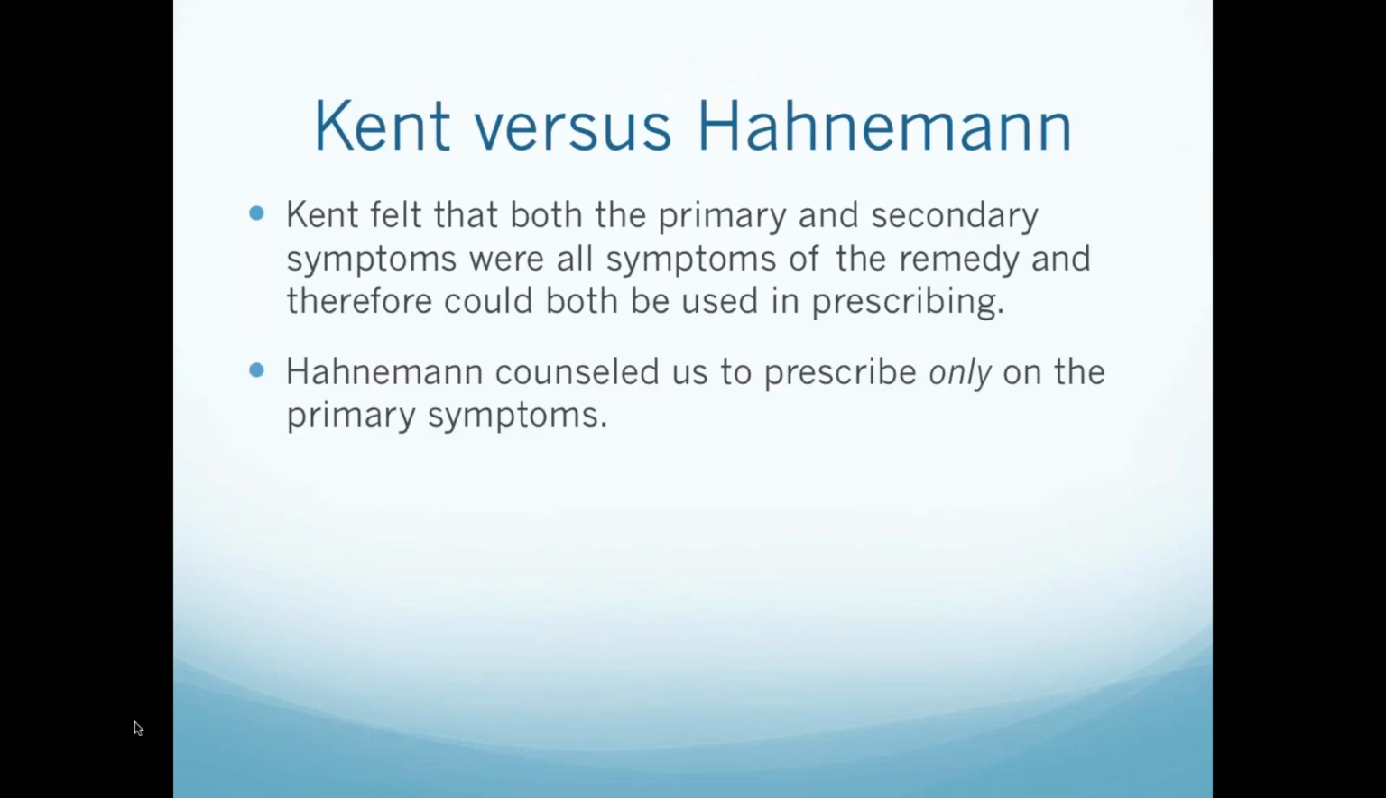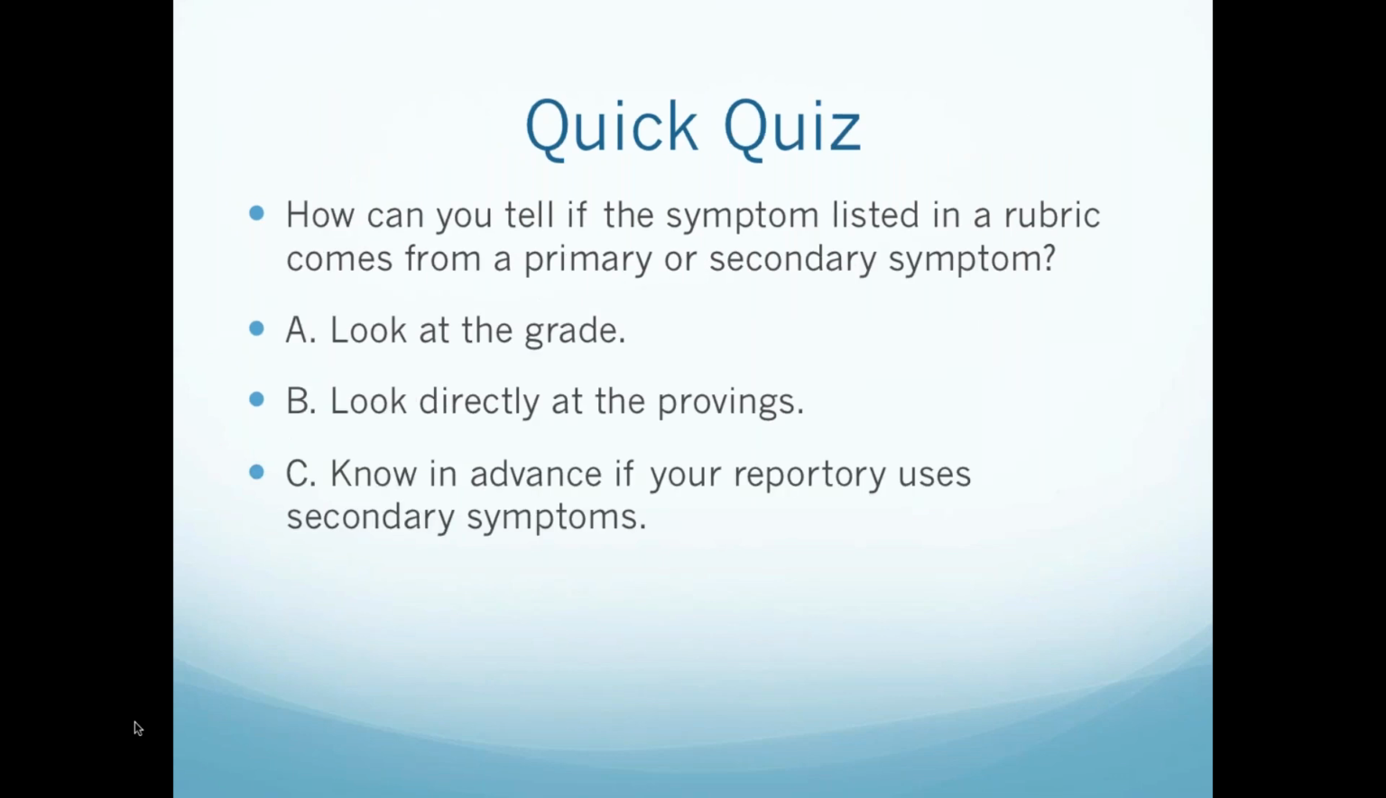Okay, let's keep going. So Kent versus Hahnemann. Kent felt that both the primary and secondary symptoms were all symptoms of the remedy and therefore could both be used in prescribing. Hahnemann counseled us to prescribe only on the primary symptoms. So, how can you tell if the symptom listed in a rubric comes from a primary or secondary symptom? Do you look at the grade? So you're on Kent's repertory or you're on the Complete 4.5 repertory. Will looking at the grade tell you if it's a primary or secondary symptom?